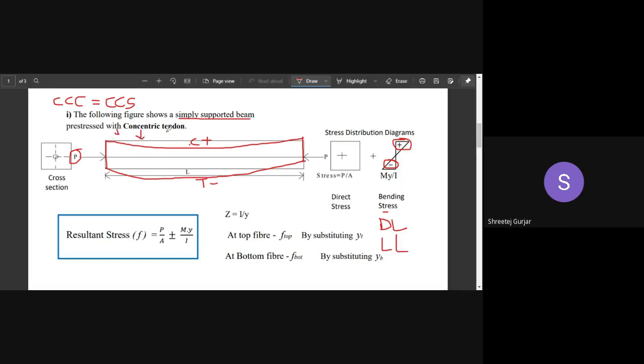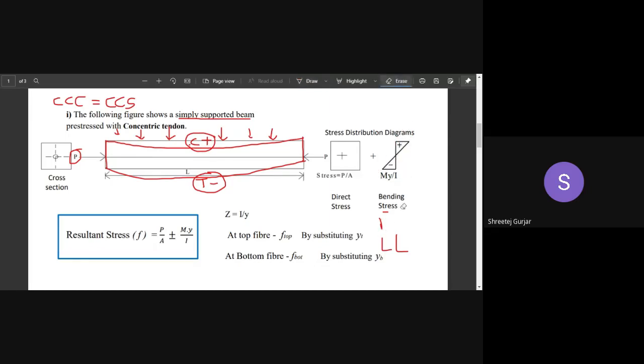Suppose it is having a UDL. So what that UDL will cause is that it will cause the beam to sag, right? It will cause your beam to sag in a similar fashion as your dead load, and hence if the beam is sagging, it will cause compressive forces at the top fiber and it will cause tensile forces at the bottom fiber, and hence for your live loads also the stress diagram will be similar. Only the magnitude will vary.